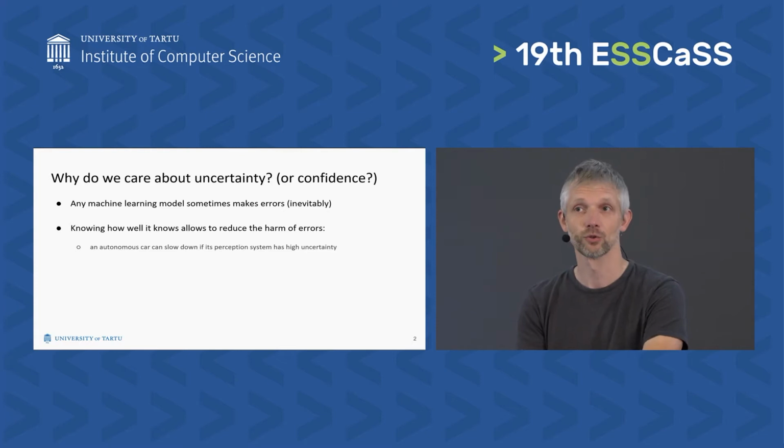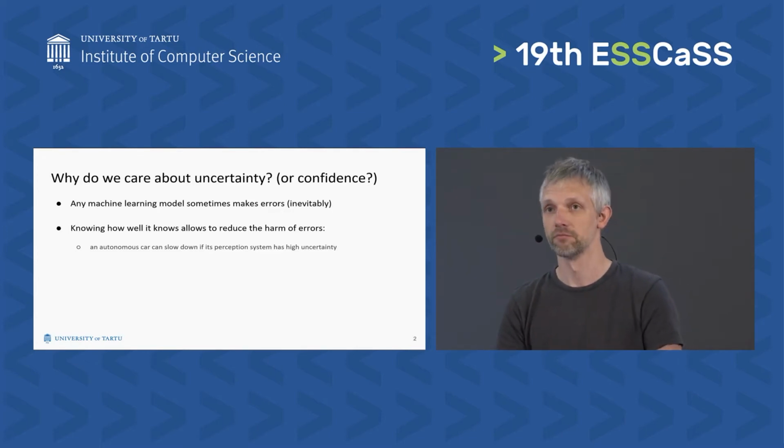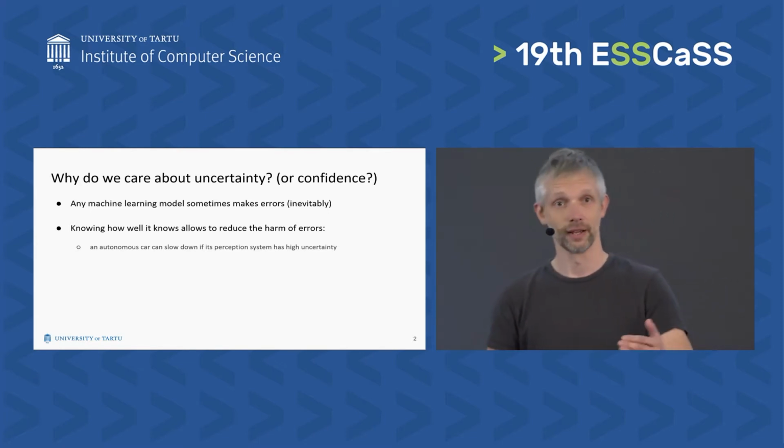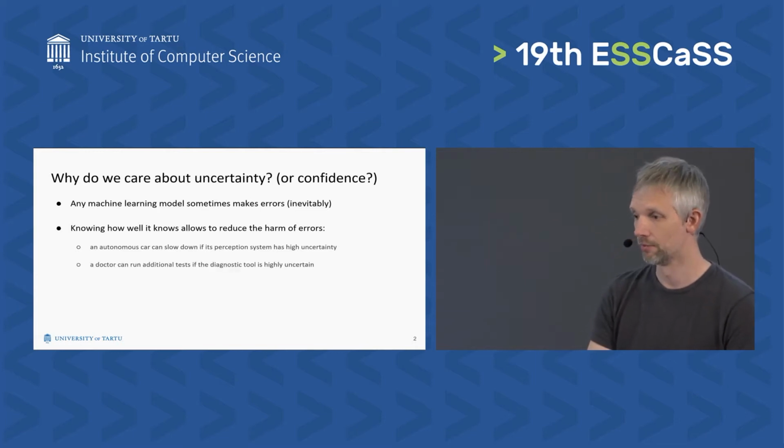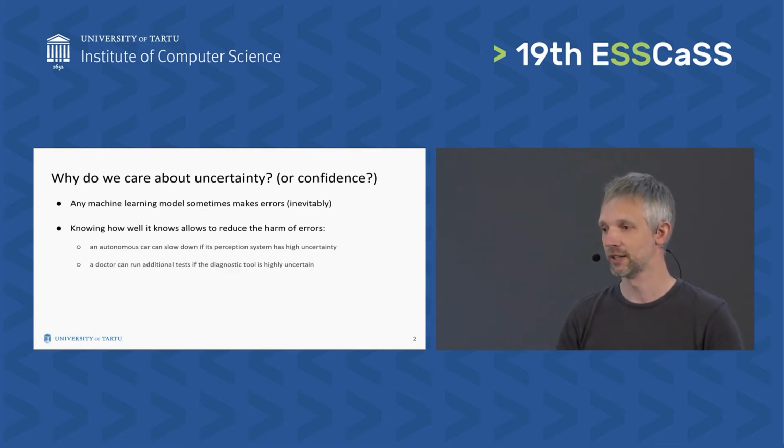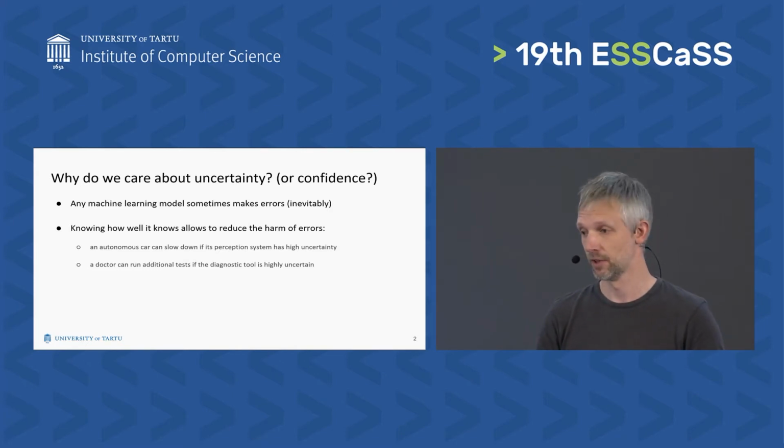How? For example, suppose we have an autonomous car, and if the perception system suddenly has high uncertainty about the current situation, then the car can start to slow down or brake even quite fast. Another example, from the medical domain, a doctor can run additional tests, for example, if the diagnostic tool that is based on machine learning is highly uncertain. So these are ways how, in a particular situation, knowing that there is high uncertainty can help us to reduce the harm of errors, and I think that's the fundamental reason why we need to know about these levels of uncertainty.